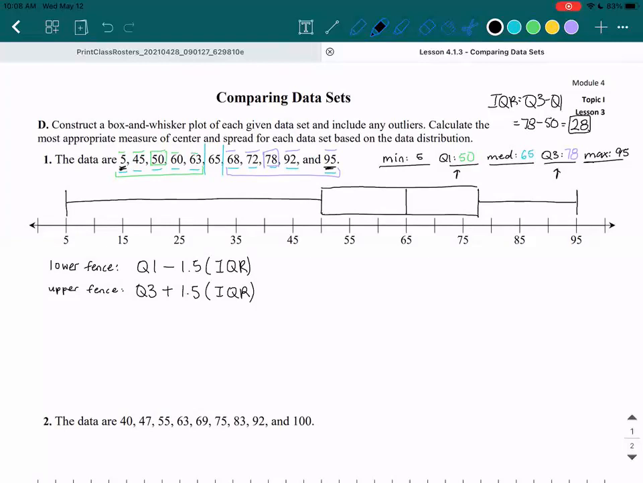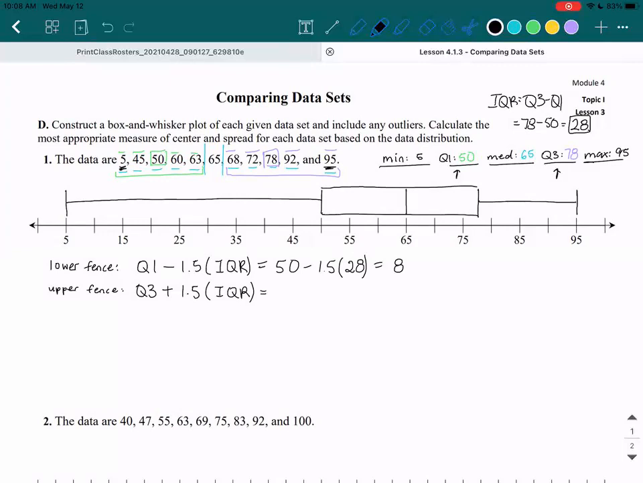So now we can plug it into our lower fence formula. Our Q1, remember, is 50 minus 1.5 times the IQR, which was 28. We just found that right over here. And so once you plug that into your calculator, let me try that out. We get 8. So our lower fence is 8.